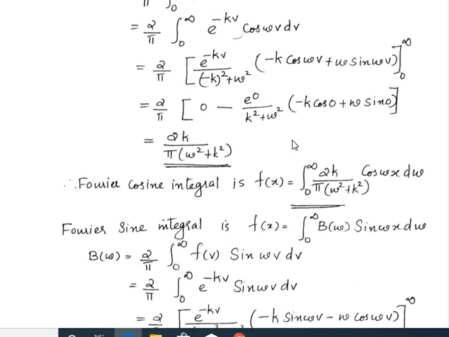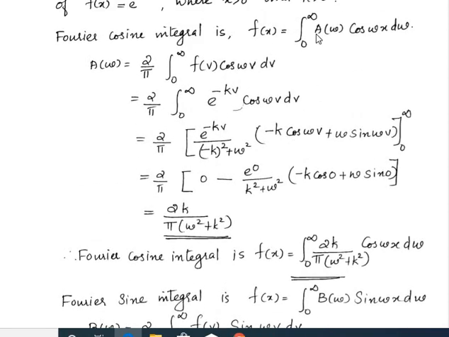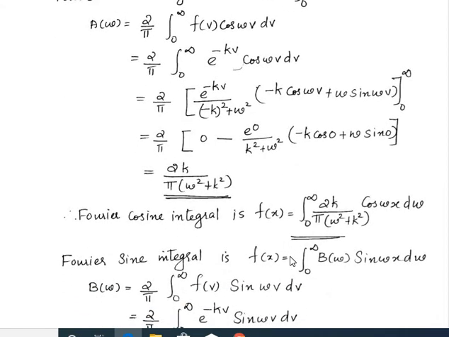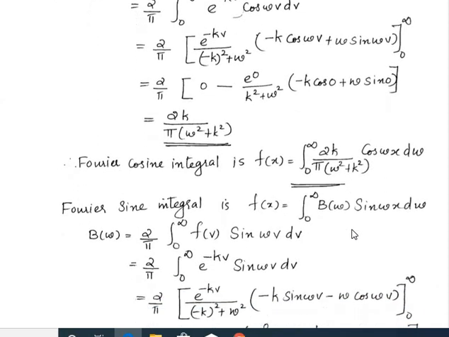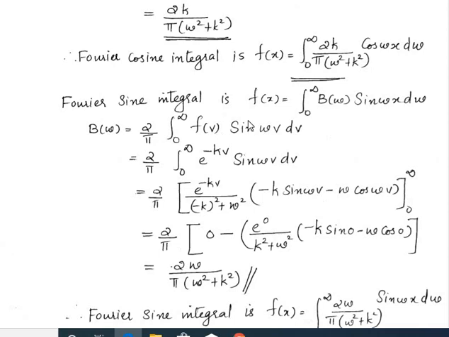So substituting the value of A(omega) in the given Fourier cosine integral, it becomes f(x) equal to integral 0 to infinity 2k by pi into omega square plus k square, cos omega x d omega. Similarly, we can find the Fourier sine integral. The Fourier sine integral formula is f(x) equal to integral 0 to infinity B(omega) sin omega x d omega, where B(omega) is 2 by pi integral 0 to infinity f(v) sin omega v dv.